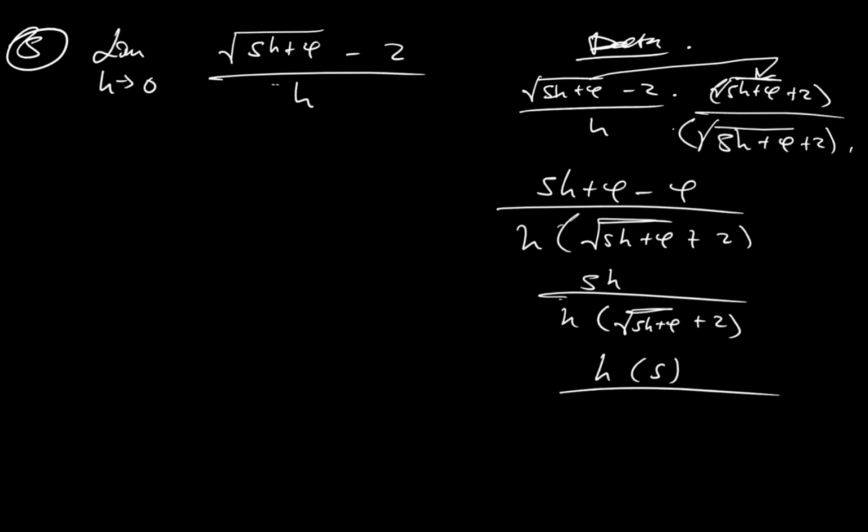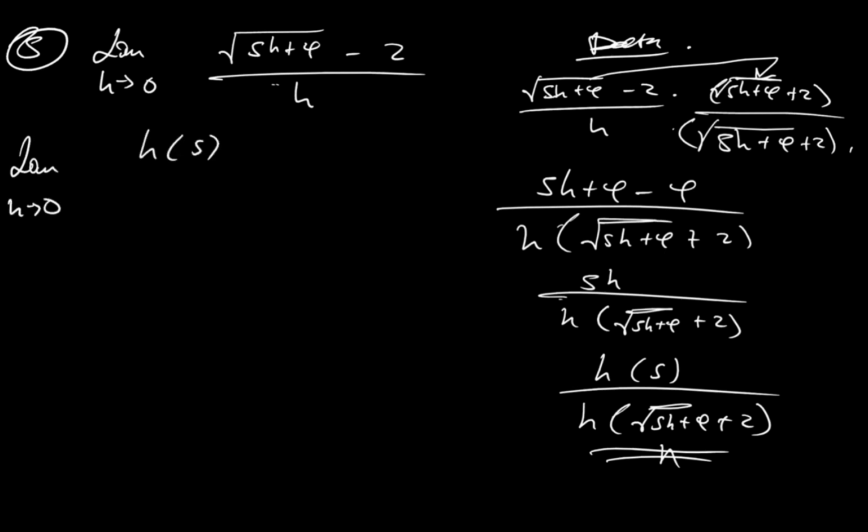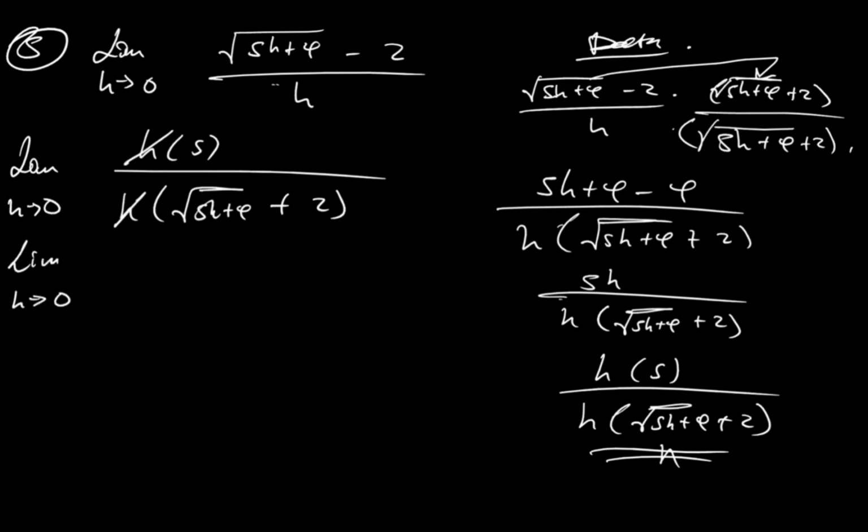Just end up having a 5 over h, then 5h plus 4 plus 2. Then we can get this and put it back this side. So we have limit as h approaches 0 of h, 5h of root of 5h plus 4 plus 2. Now the h can cancel out with the h, and you have lim as h approaches 0 of 5 over the root of 5h plus 4 plus 2.